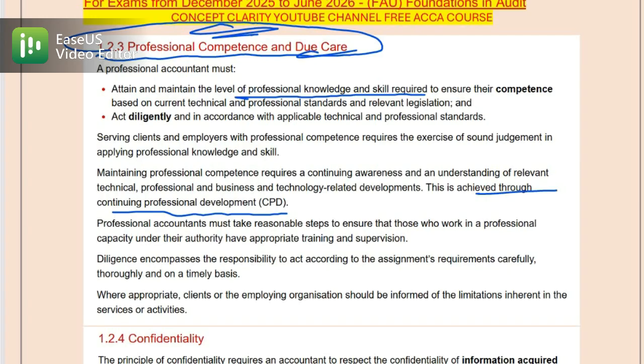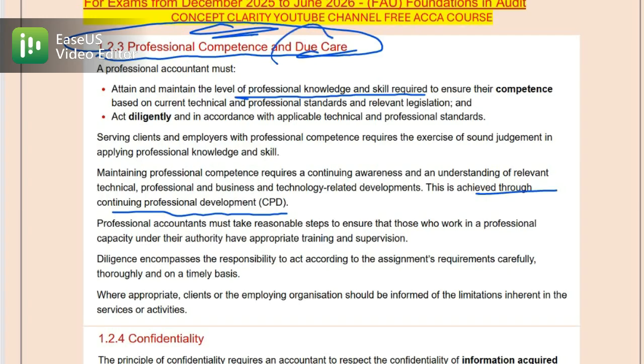Because when you are qualified, you will receive different types of email from our professional bodies about new things, and that is to update you. You will also have to read the magazine, etc. Right? Now we have the second part, and that is due care.